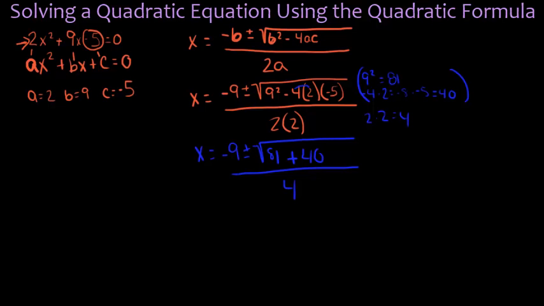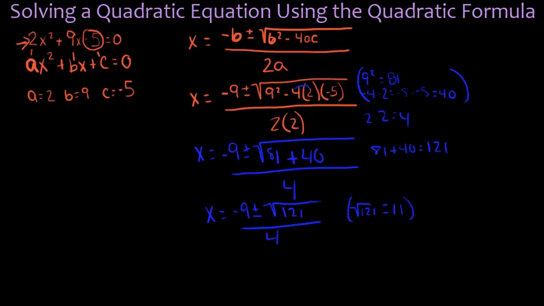So now the next step would be to add in under the parentheses. So 81 plus 40 is equal to 121. Now our next is negative 9 plus or minus the square root of 121 all over 4. The square root of 121 is equal to 11.